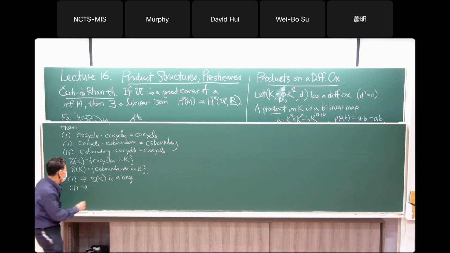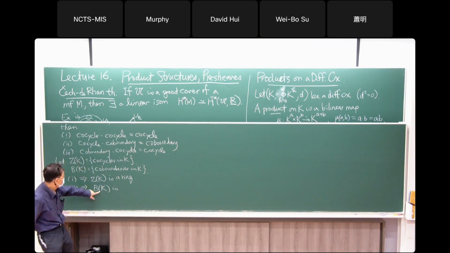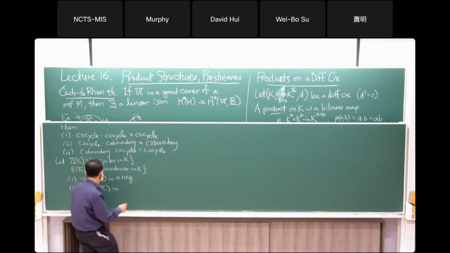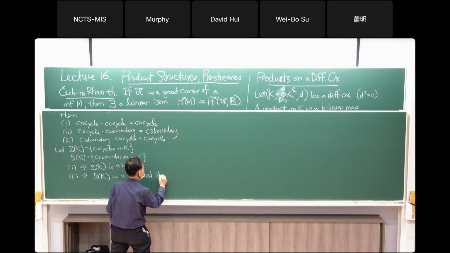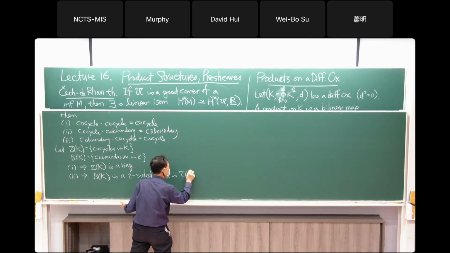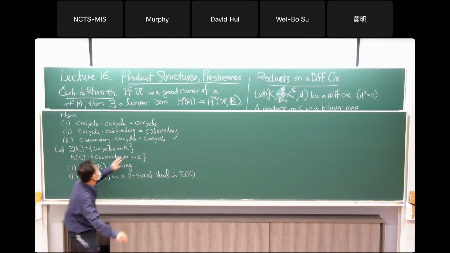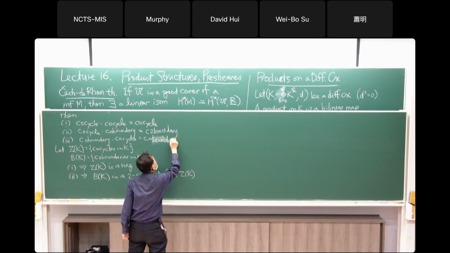In terms of algebra, B of K is, whenever you multiply something here by an element of the ring, you get back something in here. It's an ideal, okay? And it's a two-sided ideal because you can multiply on either side. So B of K is a two-sided ideal in Z of K. Okay? Oh, sorry, here, gosh, yeah. This should be co-boundary. Thank you for pointing it out.